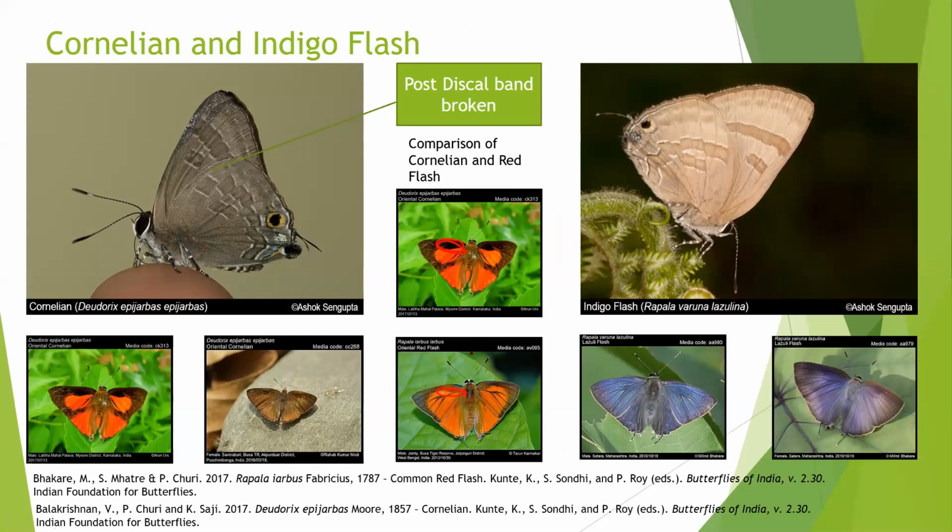That's the easiest way. Sir, this is also there. This brown is also very minute in the case of a Red Flash. You will not be able to see that also. But Cornelian does show that.